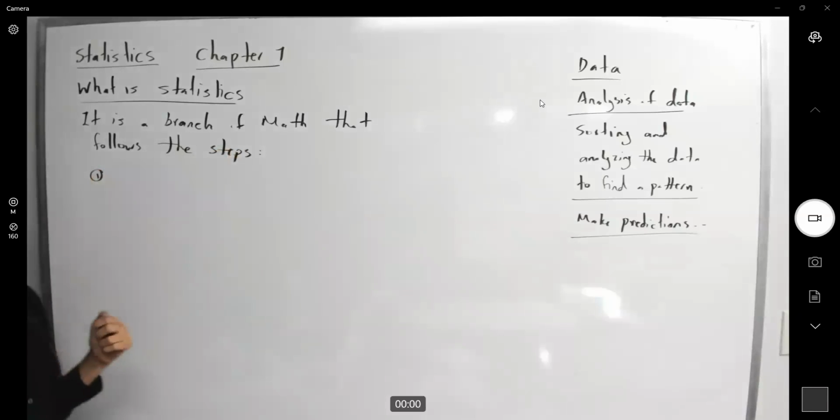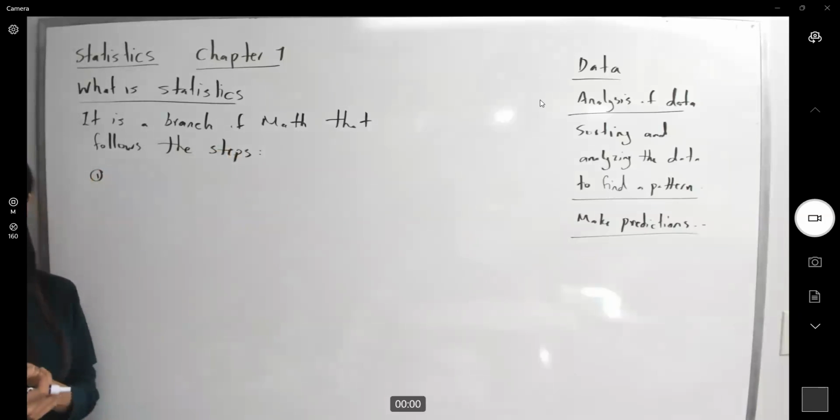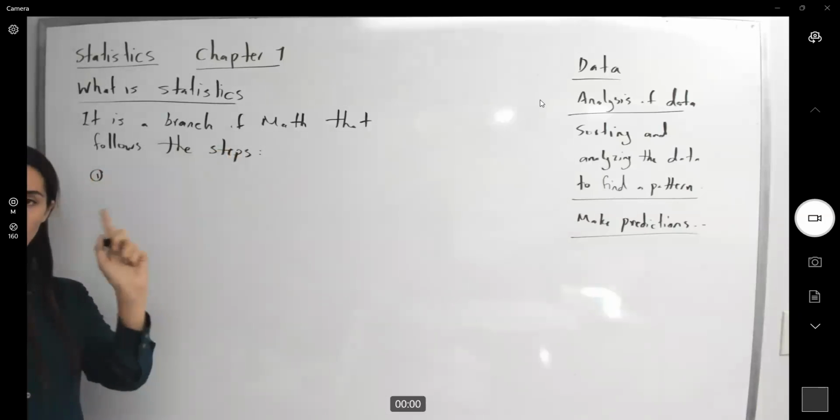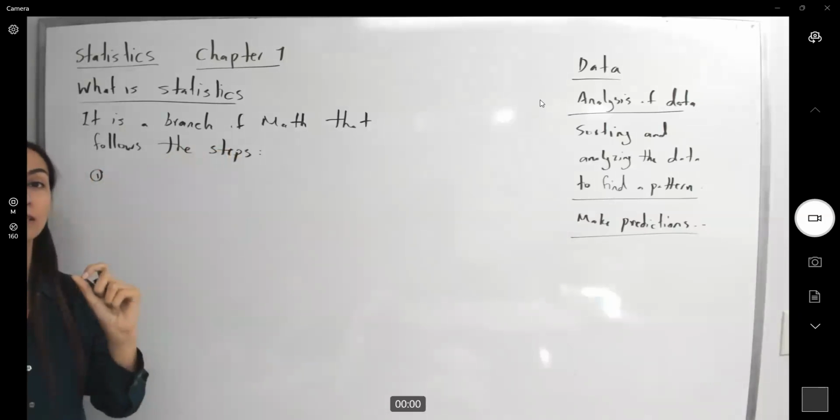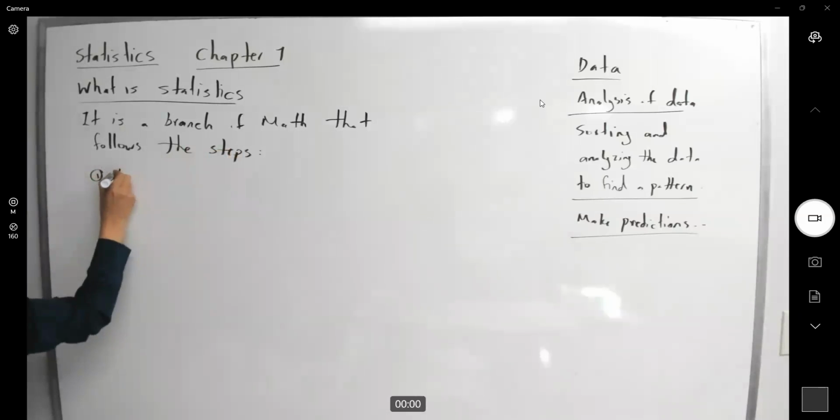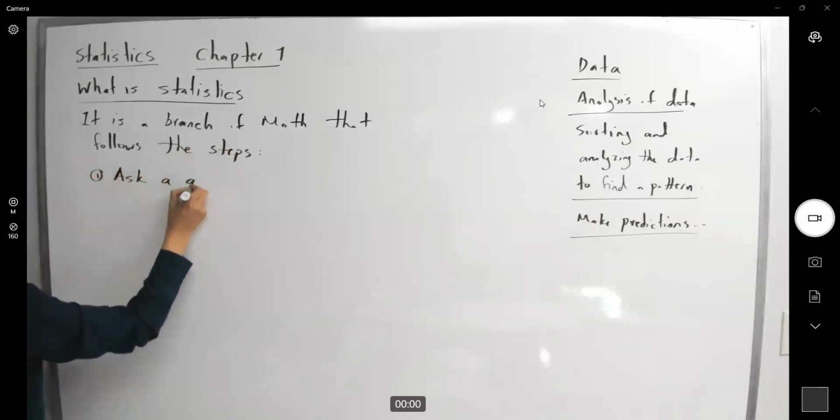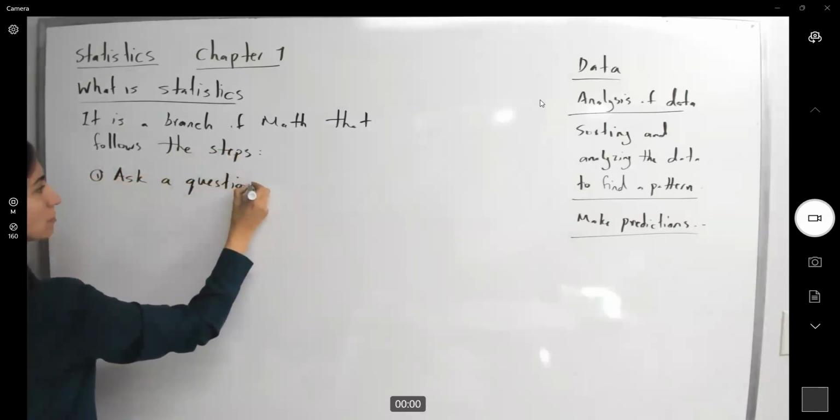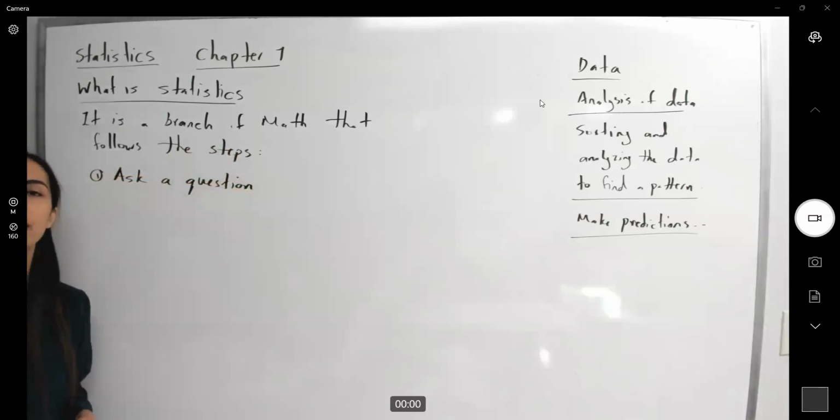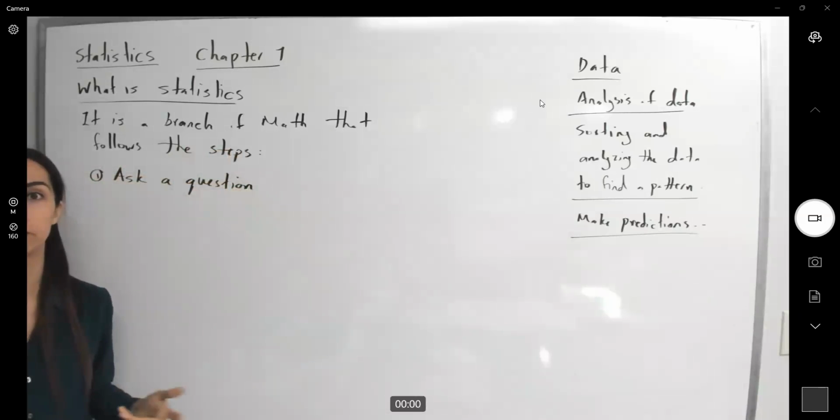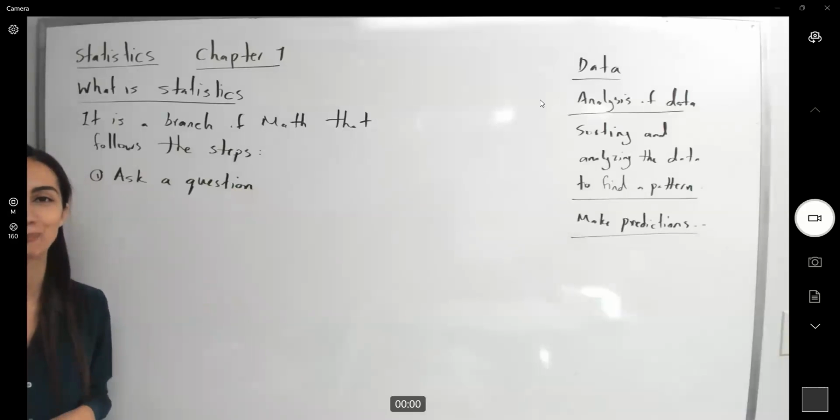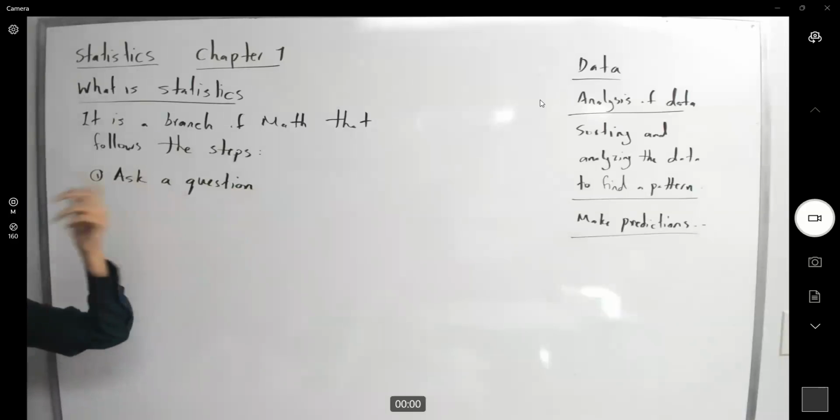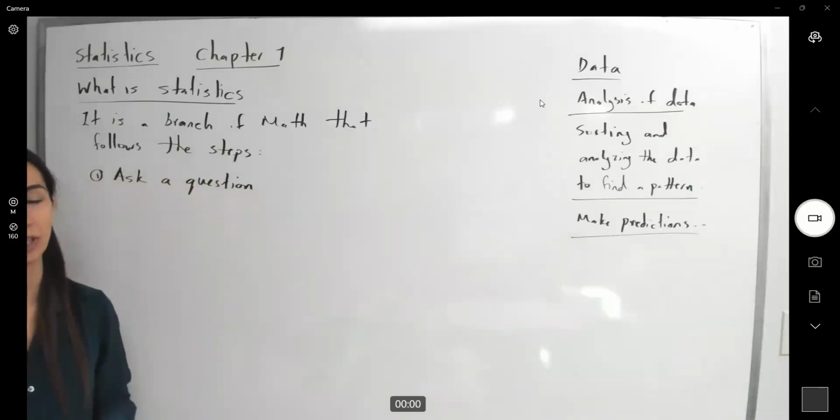The very first step is asking a question. So in statistics, you always come up with a question or somebody gives you the question. Ask a question. What is the average housing price in the Bay Area? Okay. What's the average GPA of students sitting in this class? Come up with a question or somebody gives you the question.